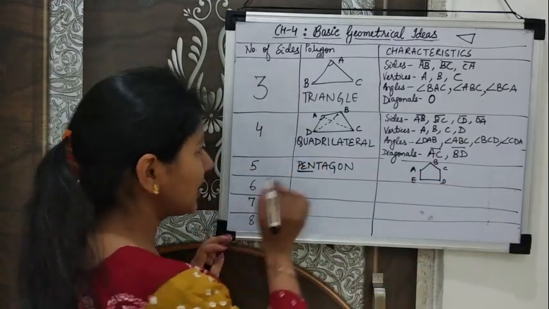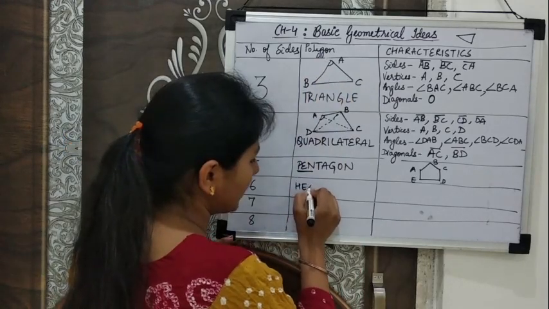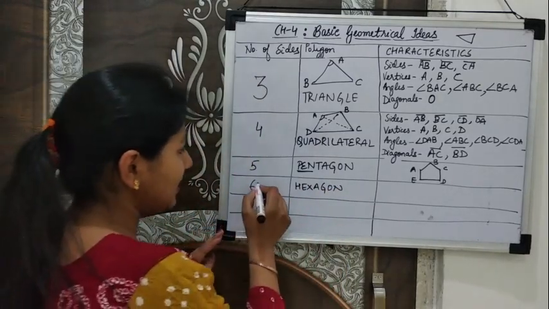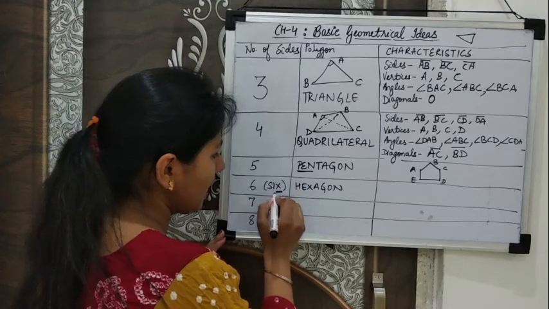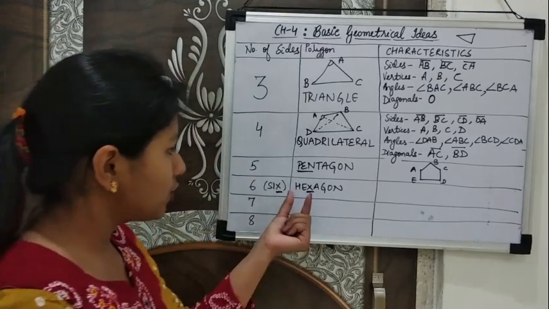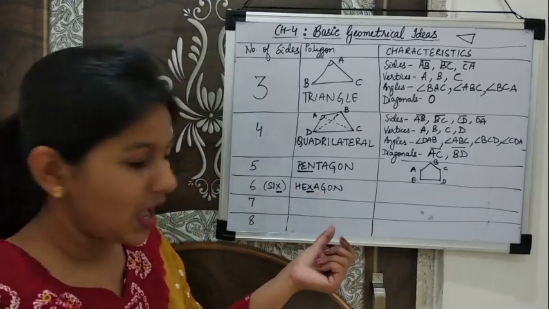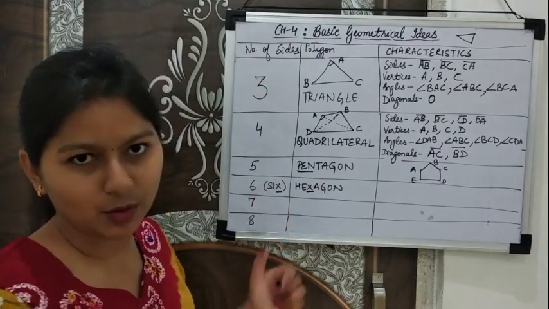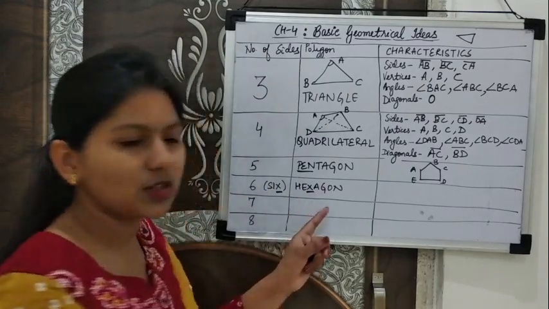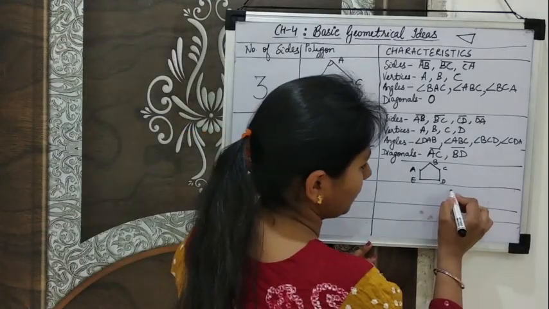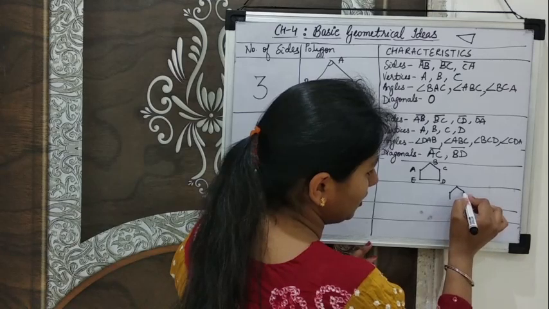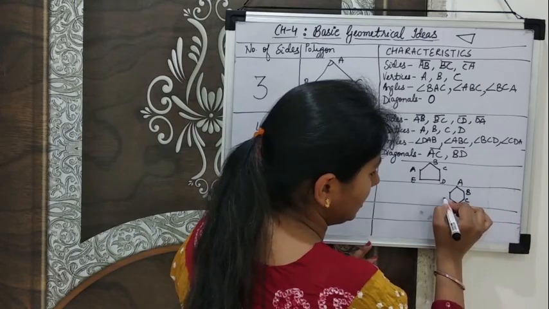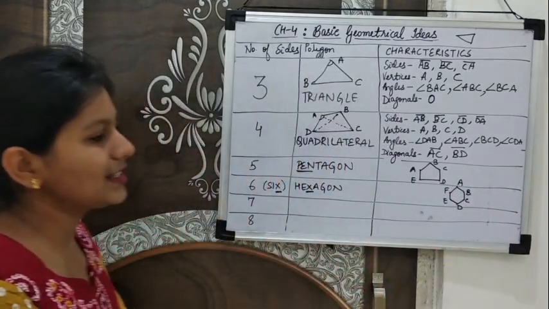Then 6 sides. A 6-sided polygon is called hexagon. How will I remember this term hexagon? In 6 also comes x and in hexa also comes x. So whenever you see hexagon, hexagon means x, and x comes only in 6. No other number has x. Only in 6 x is coming. So a 6-sided polygon is called hexagon. 1, 2, 3, 4, 5 and 6. So A, B, C, D, E and F. So this is a 6-sided polygon.